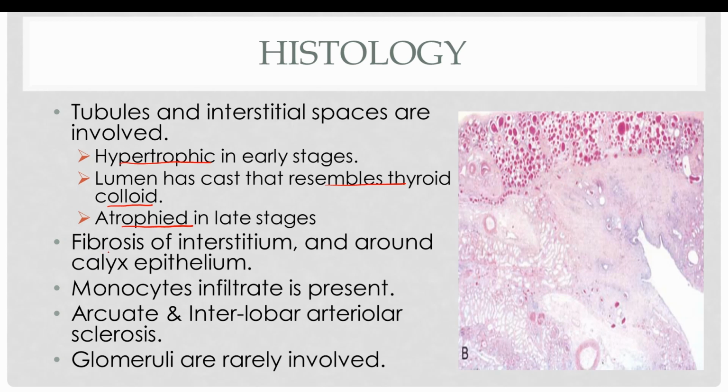Since this is chronic inflammation, there are chronic inflammatory cells such as monocytes, plasma cells, macrophages, and lymphocytes. These inflammatory cells result in fibrosis of the interstitium and around the calyx epithelium. The arcuate and interlobar arterioles also get sclerosed, and the lumen of these arteries gets narrow, resulting in hypertension. Glomeruli are rarely involved in the disease, but ischemia does some damage to the glomeruli, resulting in glomerular fibrosis.